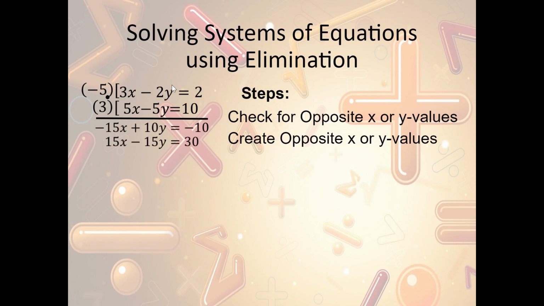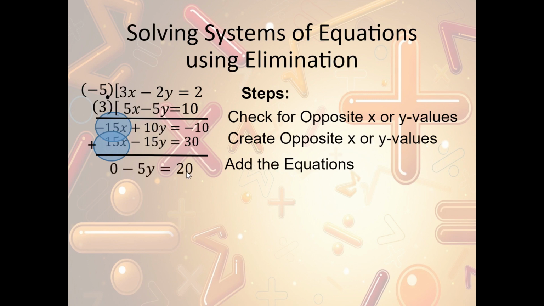When I multiply this out, I end up with negative 15x plus 10y is equal to negative 10. And when I multiply this one out, I end up with 15x minus 15y is equal to 30. Now I have opposites, so I can just go ahead and add them. The x's cancel out, and I'm left with 10y plus negative 15y, which is negative 5y. And negative 10 plus 30 is 20.